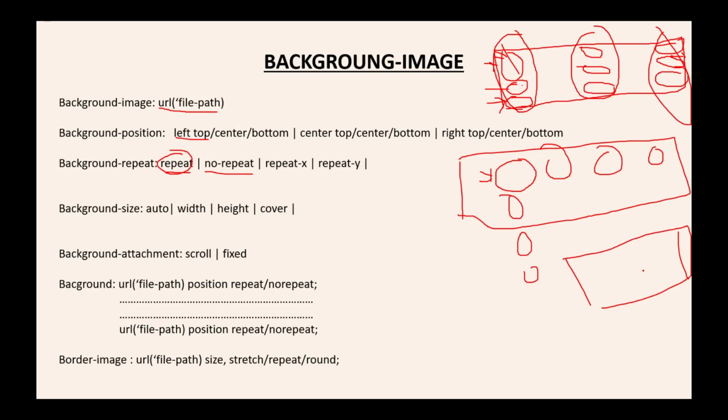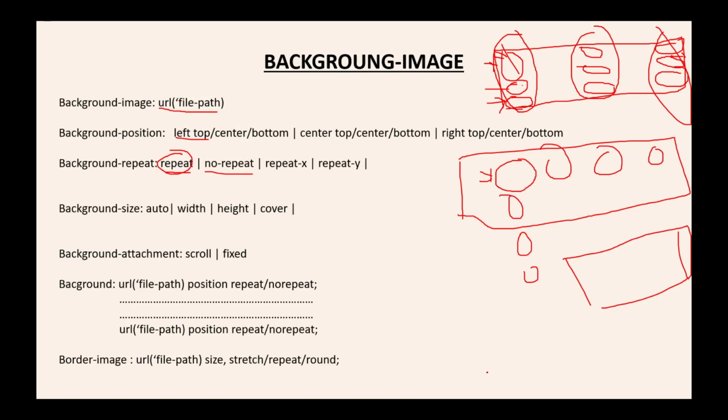When we scroll the page up and down, this property decides whether the background image should be scrolled along with the text or not. We can decide. Scroll is the default. Fixed means the image will be fixed. Even when we are scrolling, that image does not move. So that is a benefit.